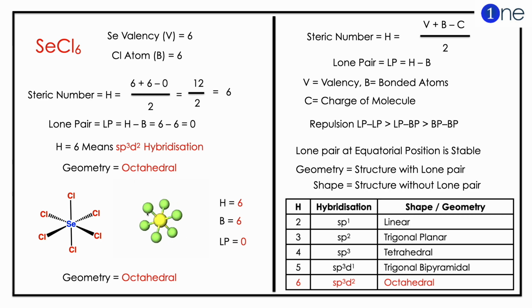If you look at the lone pair, 6 minus 6 equals 0. There is no lone pair there. So sp3d2 hybridization with octahedral structure means selenium in the center, 6 chlorine at the terminal. You can see easily the structure of the compound by the animation. So the final geometry of selenium hexachloride is octahedral.